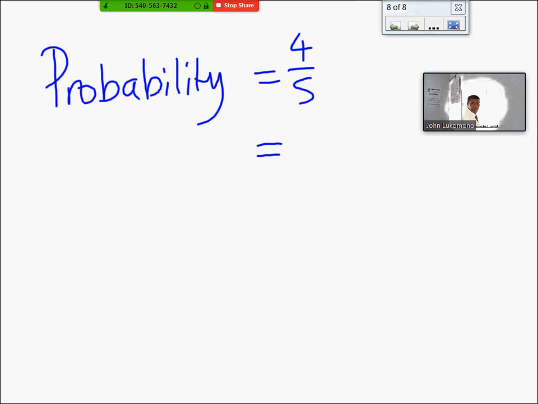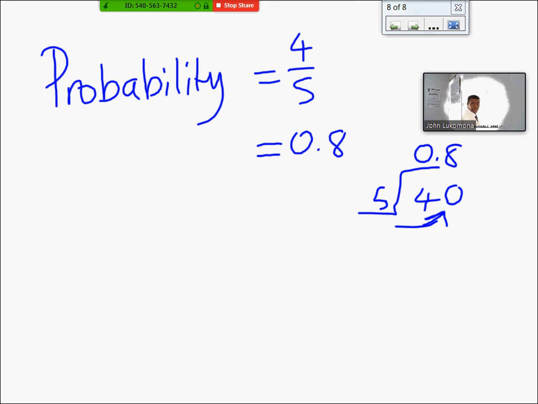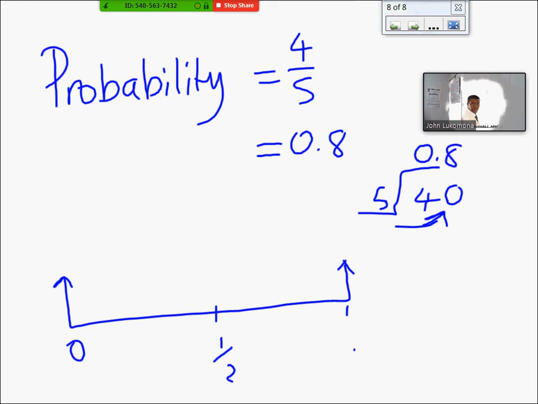Your short division, remember, how many 5s in 4? You put 0, place order 0 there, then you add a 0, and then 5s in 40, it's 8. So it's 0.8. If you go on our timeline, remember the diagram that we drew. Here's 0, there's half here, there's 1 here. So 0.8, here is 0.5, so 0.8 should be somewhere here. So you can see the likelihood of this happening is very high, isn't it? So at this stage, this is how you calculate the probability.